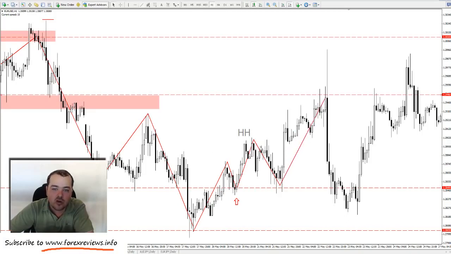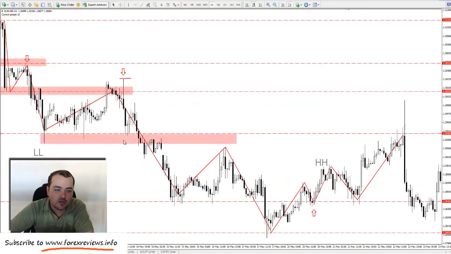Then we got a really strong higher high. Now, if we look left, this was a previous low. So let's draw this across.